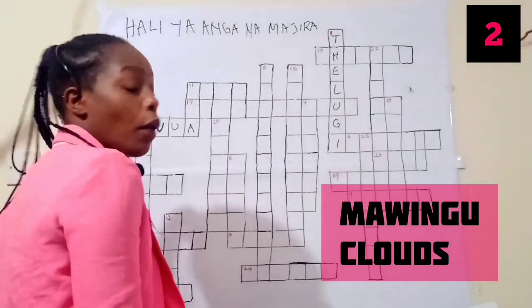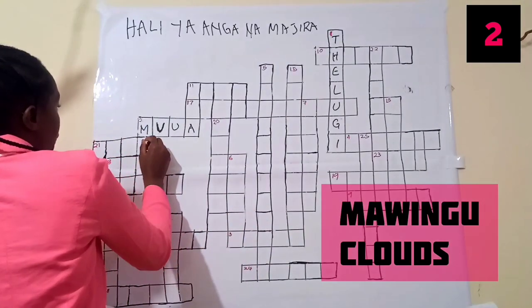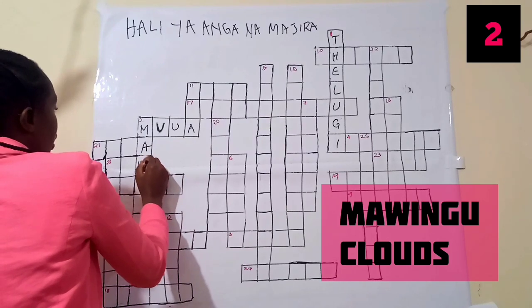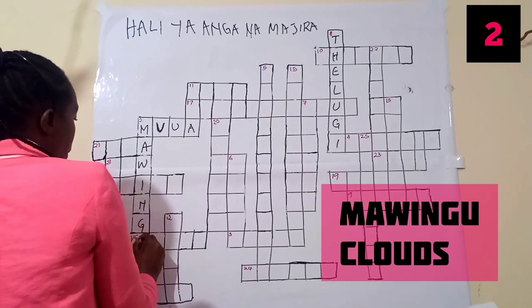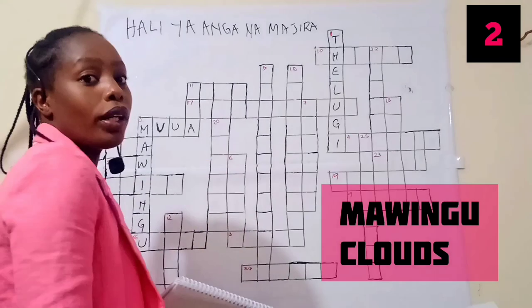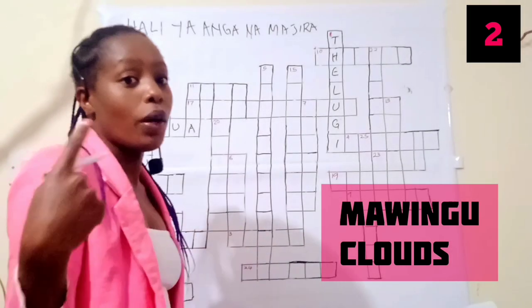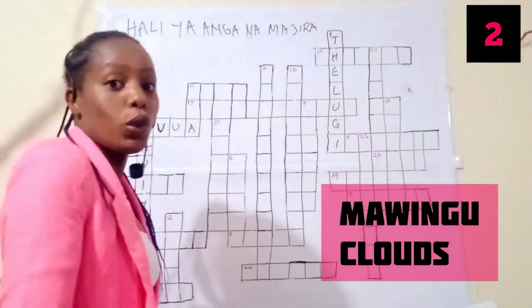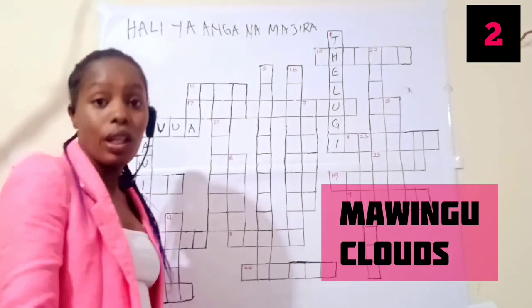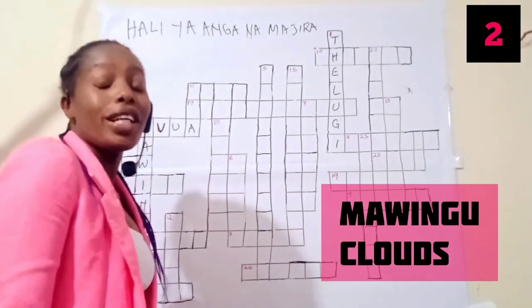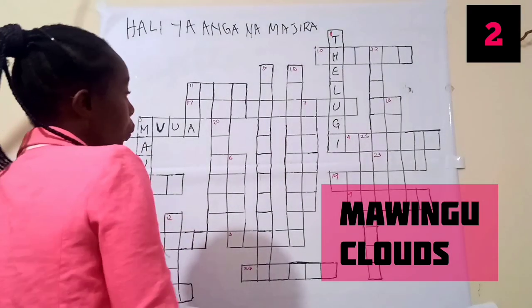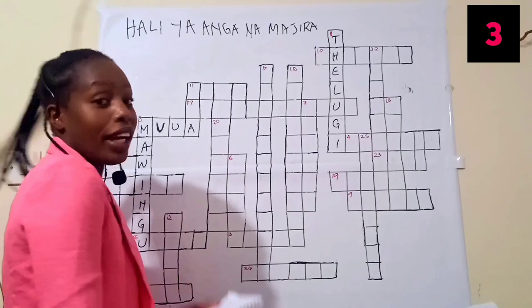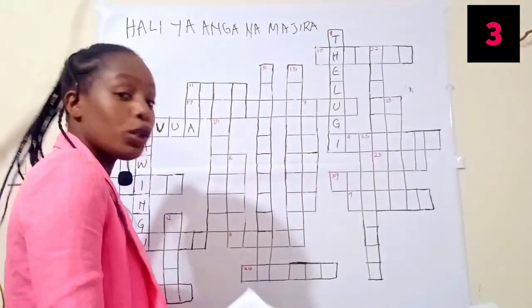Then it's going down, it is clouds. Mawingu. So mawingu na wingu, wingu is singular, mawingu is plural.